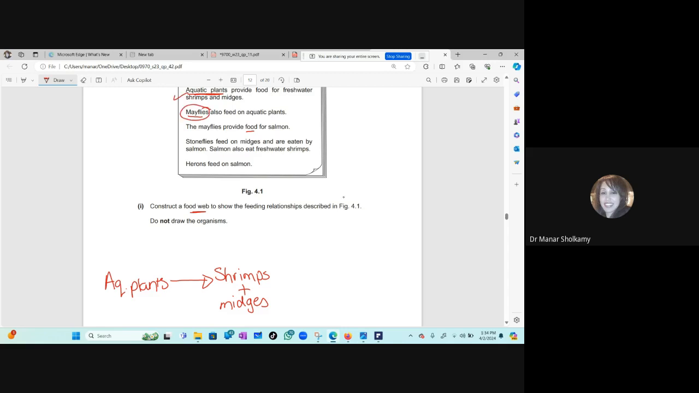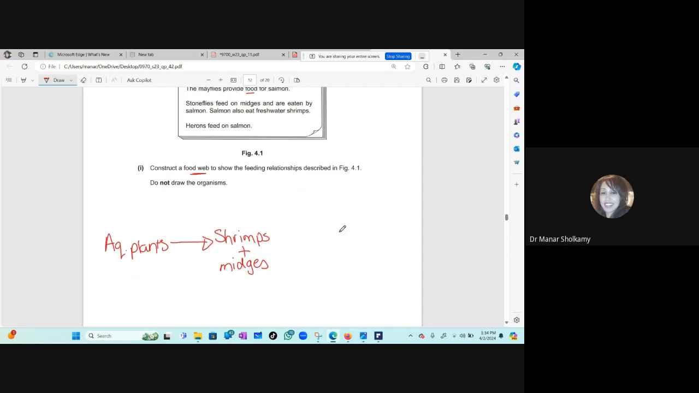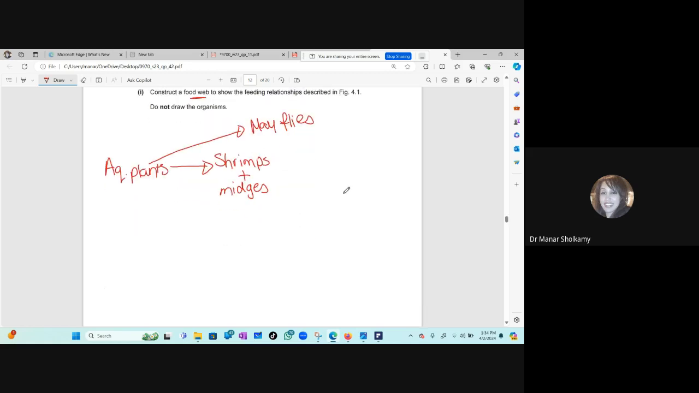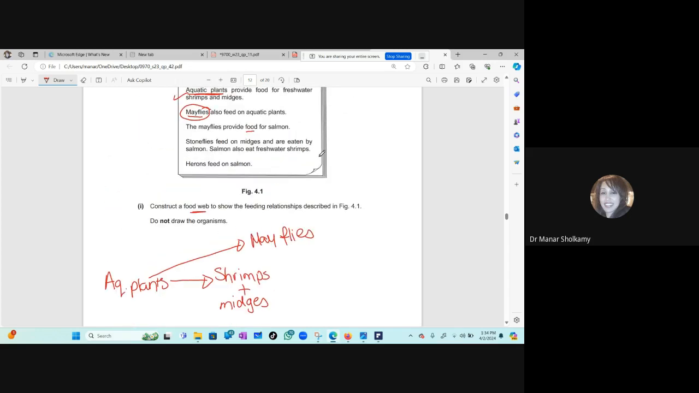The mayflies also feed on aquatic plants. So I can do this: the aquatic plants are eaten by the mayflies. Or I can do another food web, a separate one for every sentence. Aquatic plants are eaten by the mayflies. Both are correct. And then I finish the second sentence.